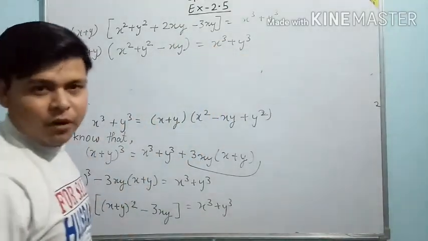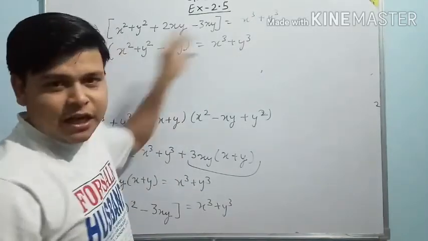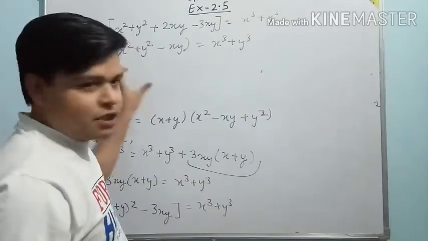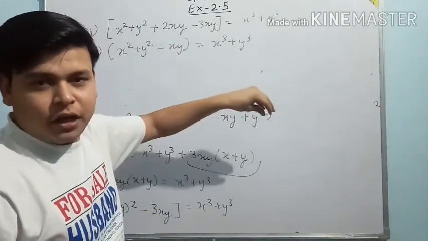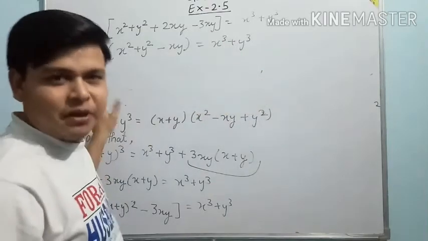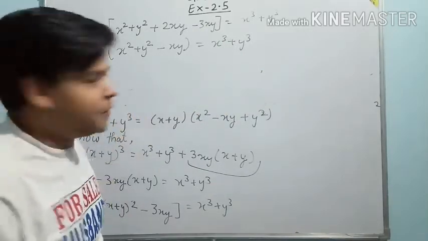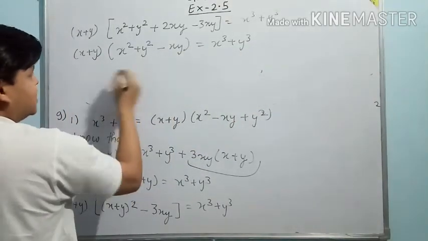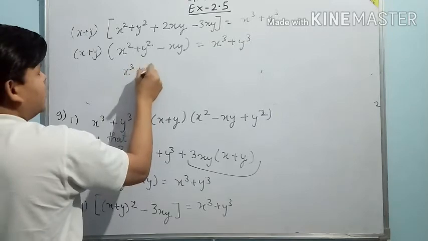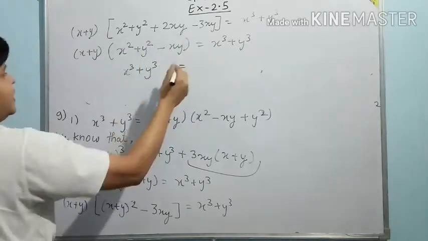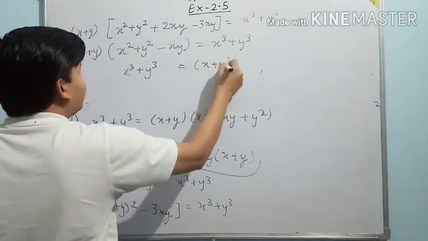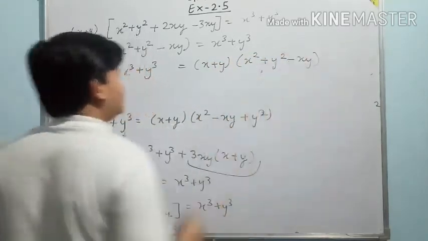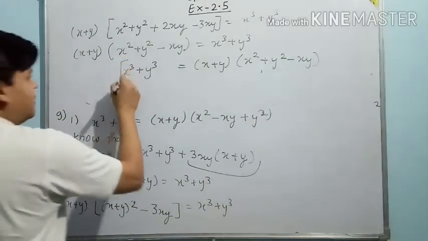And always keep remember, whenever we are writing complete LHS in RHS and complete RHS in LHS, then we don't change the sign. यानी जब हम पूरे LHS को RHS में ट्रांसफर कर देते हैं, और जब पूरे RHS को LHS में ट्रांसफर कर देते हैं, then we don't change the sign, right? So this whole part I am writing this side, and this part I am writing in LHS this side. So I'll get here x cube plus y cube, and this side I'll write here x plus y, and in bracket we have x square plus y square minus xy. So this is proved here.